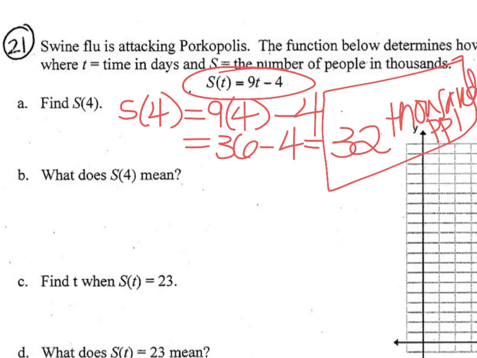Now, what does S of 4 mean? So S of 4, what that stands for is the number of people in thousands.